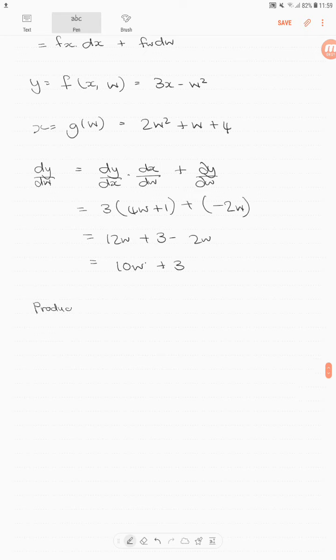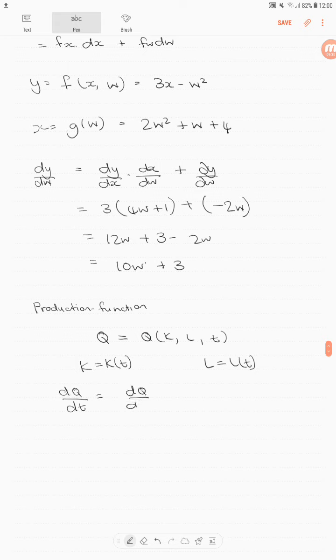Another example is if we have a production function. So our production Q is a function of capital, labor, and time, but our capital is determined by our capital stock over time and labor by our labor stock over time. So how would we know how our production changes over time? So we would first have dQ/dK. So how does production change with capital? But capital is determined by time, so times dK/dt. Our production changes with labor, but labor changes with time, and there is some independent partial function that time changes quantity as well.